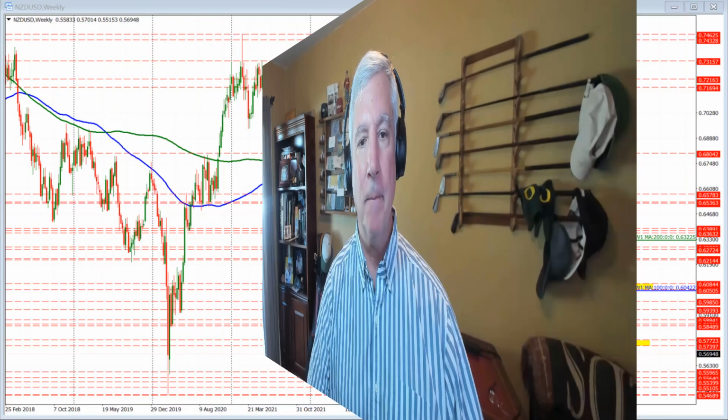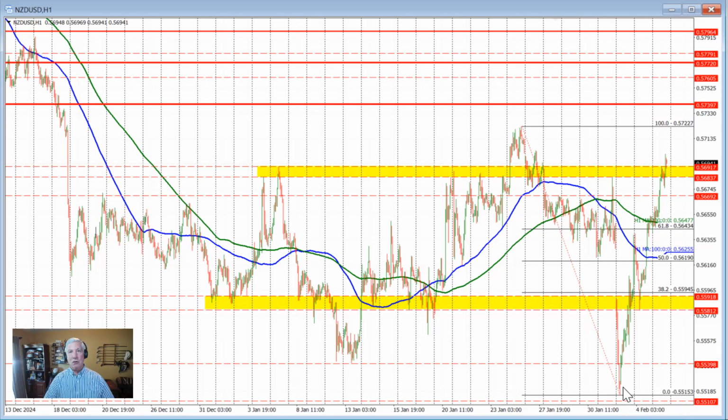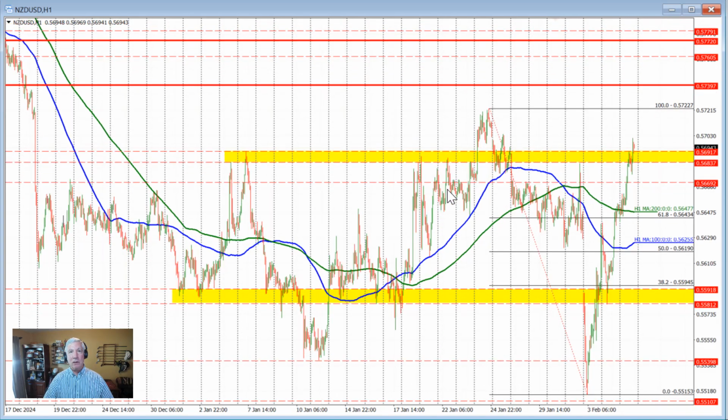So let's get started. Just to put things in perspective, I'm looking at the weekly chart. Take a look at the low price from 2022. That low price this week came within a few pips of that level, found support buyers, and it pushed back to the upside. You get to see what that action looks like by taking a look at the hourly chart of the New Zealand versus US dollar.